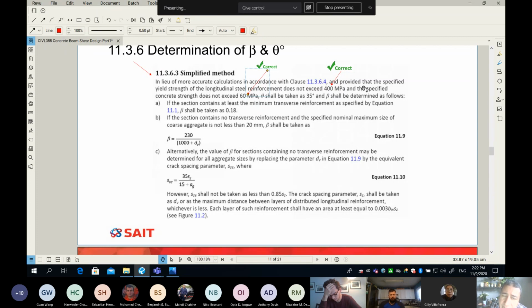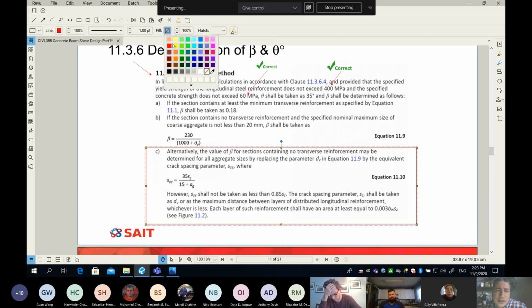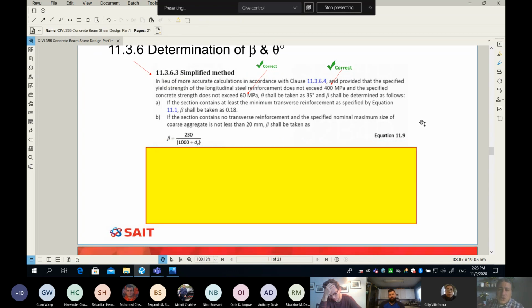So they give you A, B and C. The good news is I'm going to cover C, because it's not applicable in this class. So this is what you will see. A: if the section contains at least the minimum transverse reinforcement, as specified by equation 11.1, beta shall be 0.8. And I know some of you will ask, what does transverse reinforcement mean? I can tell you, just think of this as minimum stirrups.